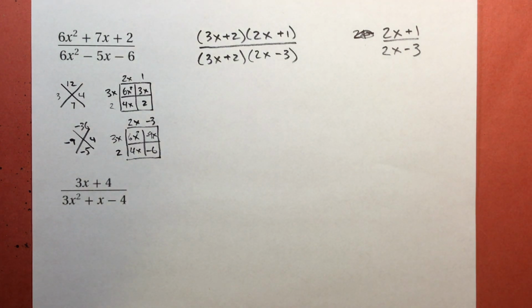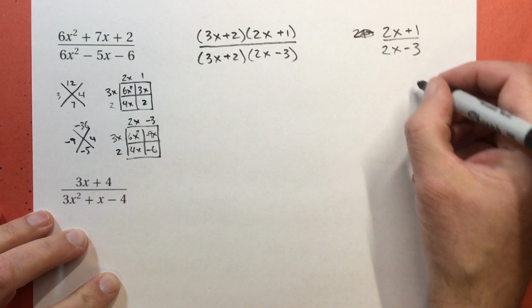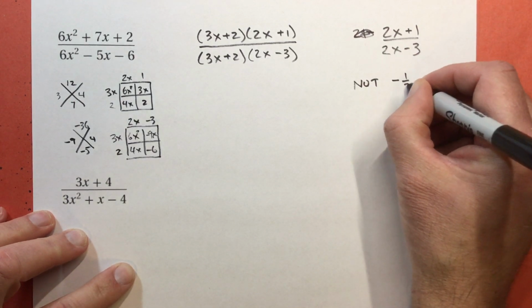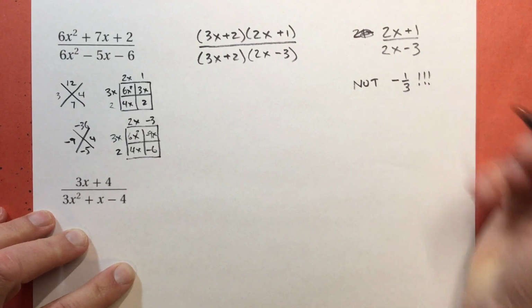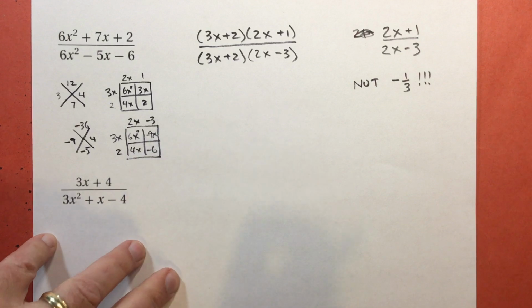So we do it by putting some values in for x and checking. You can try that for yourself. But this does not reduce. Let me write this. This is not negative 1/3. So remember that. I have to do one more thing before I do the next problem.